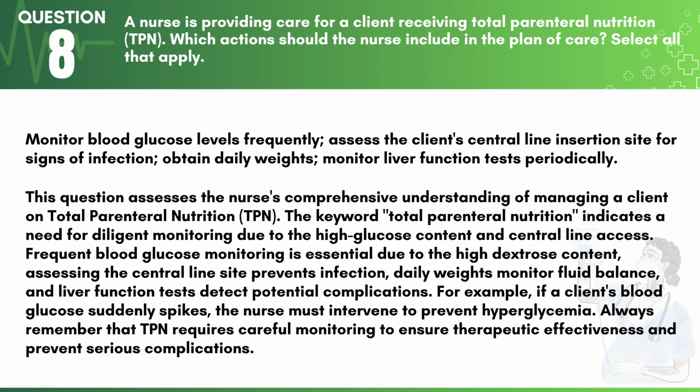Assessing the central line site prevents infection, daily weights monitor fluid balance, and liver function tests detect potential complications. For example, if a client's blood glucose suddenly spikes, the nurse must intervene to prevent hyperglycemia. Always remember that TPN requires careful monitoring to ensure therapeutic effectiveness and prevent serious complications.